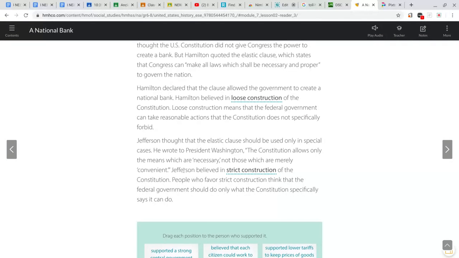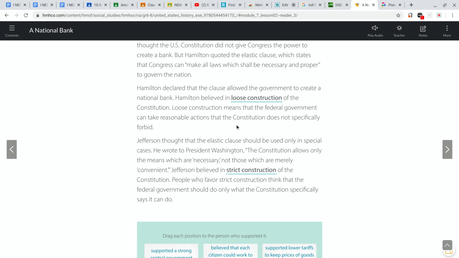Strict constructionists like Jefferson believed, listen, if we're going to be a country and we're going to have rules, we're going to follow the recipe exactly. And if we want to change anything, we need to change the Constitution first because there's nothing in the Constitution about having a national bank. And this leads to a huge disagreement between people about how much power the government really should have.